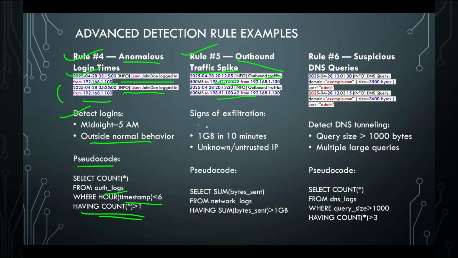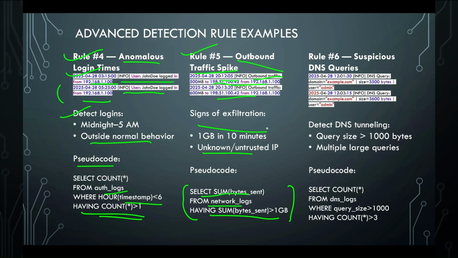So for the rule you can create, you can trigger an alert if there is more than 1 GB of outbound traffic to an external IP address within 10 minutes, and set a threshold for outbound traffic to unusual or unknown external IP addresses. And here we have a small pseudocode: select sum of bytes sent from network log, having sum of bytes more than 1 GB. So this rule will flag when an internal system sends more than 1 GB of data to an untrusted IP address within 10 minutes.